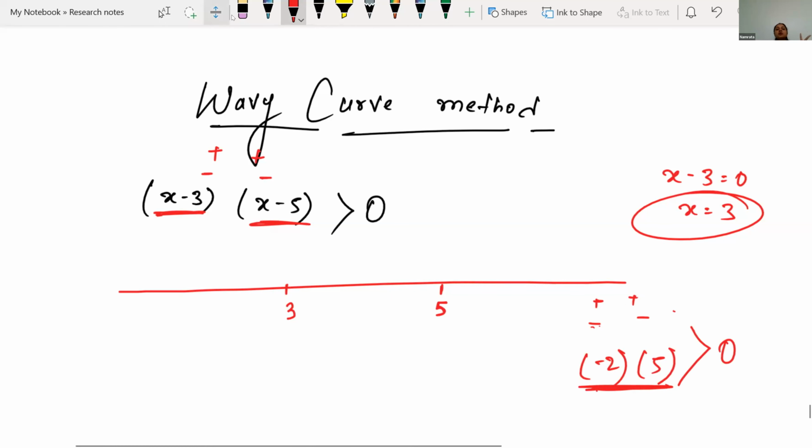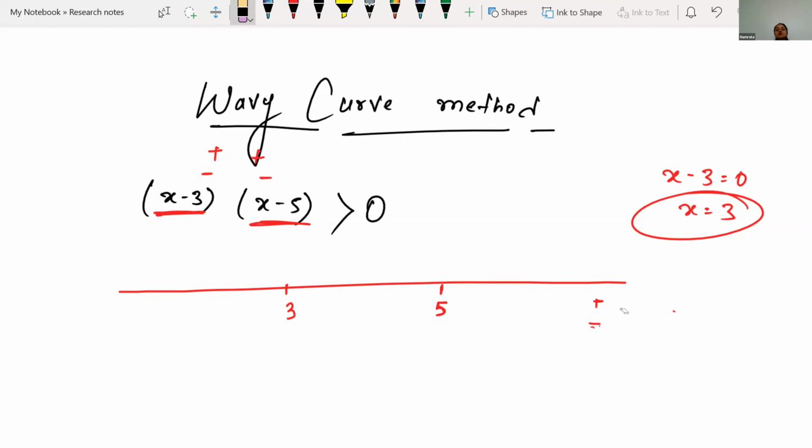Since our inequality says that (x minus 3)(x minus 5) has to be greater than 0, that means if the first bracket is giving a negative number, the other bracket also must give a negative number. Then only it will be greater than 0. Or if the first bracket is giving a positive, then the other bracket must give a positive value. Then only it will be greater than 0.